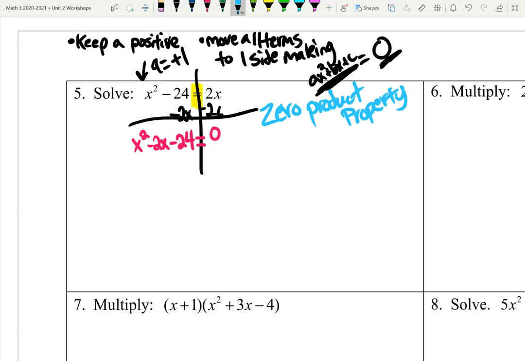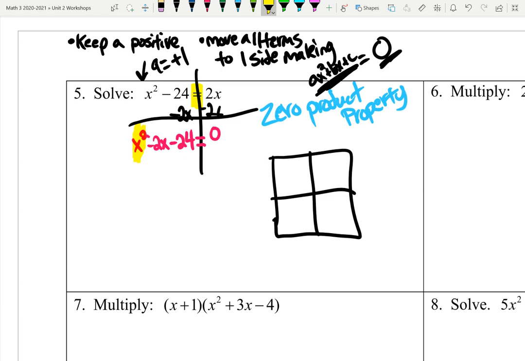So I could use the quadratic formula at this point if I needed to, but I'm going to go ahead and use an area model. So here we go. Top left, x squared. Bottom right is always the last term, negative 24. So I need to factor this. So the way I'm going to do this is I'm going to know that these two values have to result in negative 2x.